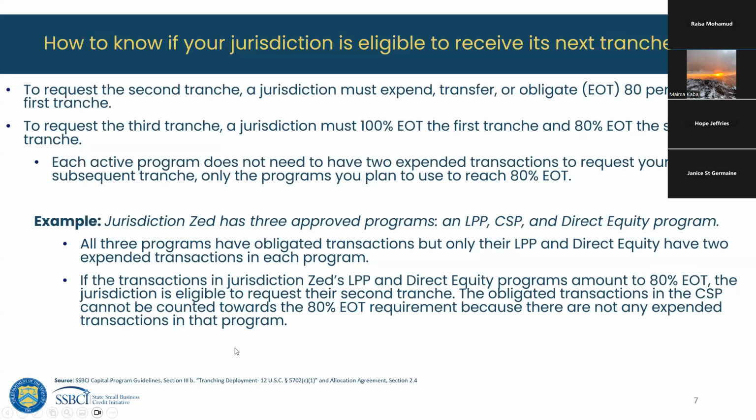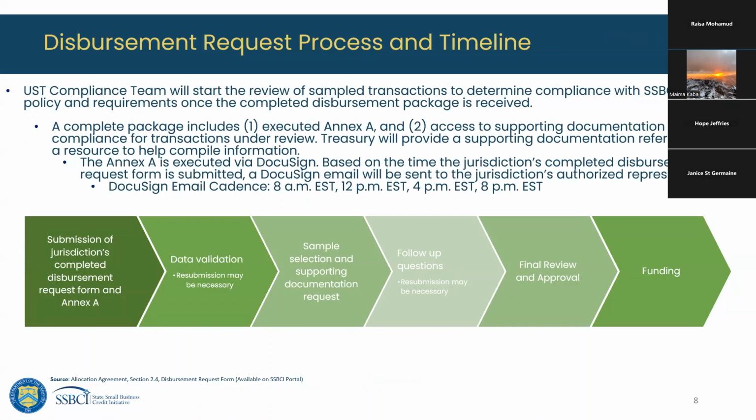Okay. So here, let's go through the timeline and what it's going to look like when you come in for your disbursement request. First, you're going to submit your completed disbursement request form in the portal. Once the disbursement request form has been submitted, an email with the DocuSign of the Annex A will go to the jurisdiction's authorized official. We've had a little bit of a change here.